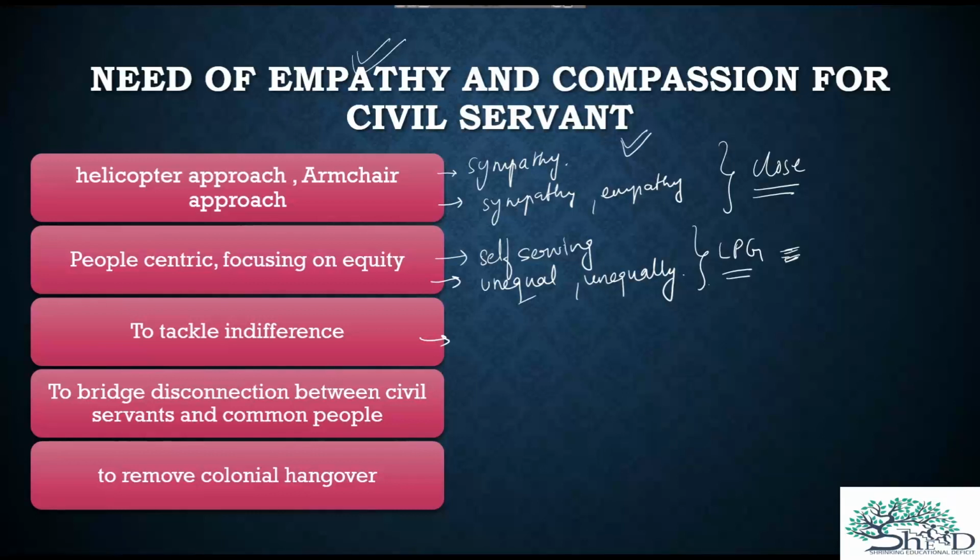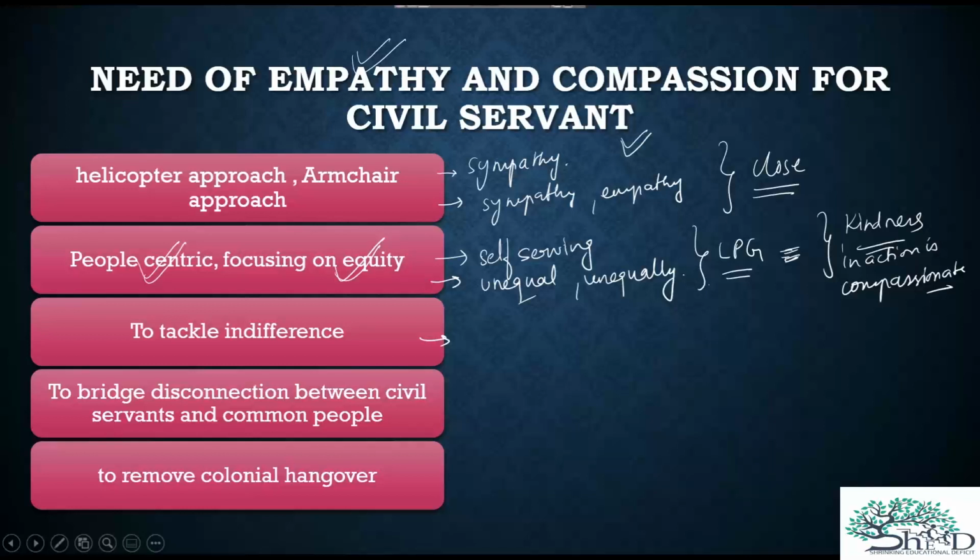To tackle, let's say, indifference. Indifference means apathy, right, which is one of the worst things that can be in a civil servant, because that will lead to a lot of other problems. See, what happens is, kindness in action is compassion. You can write that here also. So kindness in action is compassion. This is how you can ensure people centricity. You are kind to people, and that's how you can focus on equity, because if you are kind, then only you will be able to design good schemes. Obviously it is one of the factors, it is not the sufficient property. Kindness is one of the factors.